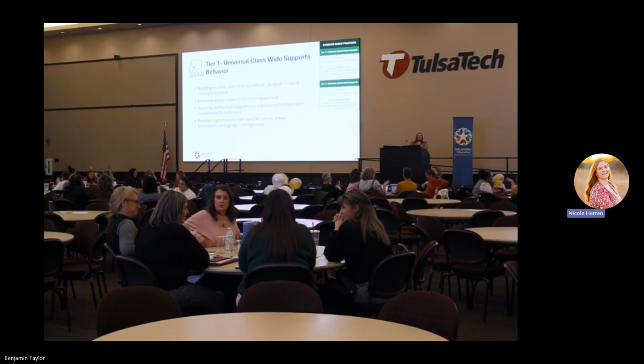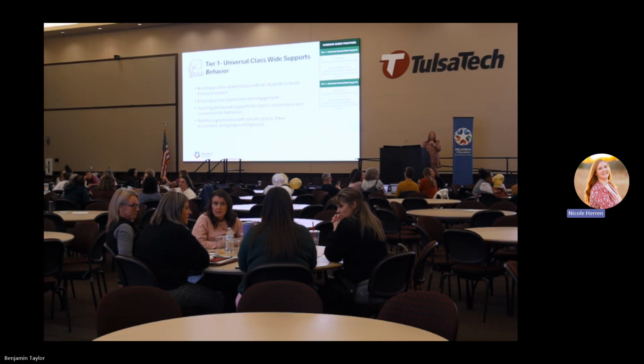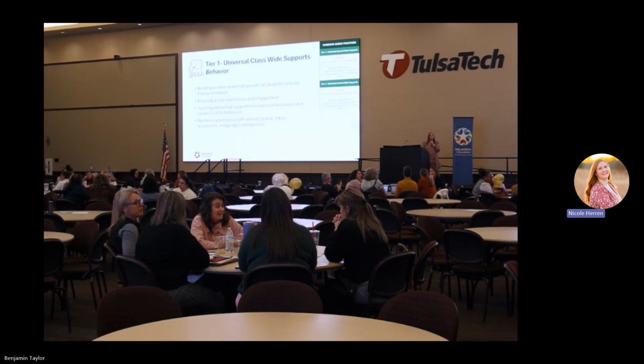And then thinking about universal class-wide supports for behavior. So what's going on in the classroom for behavior? Building positive relationships with all students to build trust and respect. Ensuring active supervision and engagement. Teaching behavioral supports with explicit instruction and corrections for behaviors. Reinforcing behaviors with specific praise, token economies, and group contingencies.